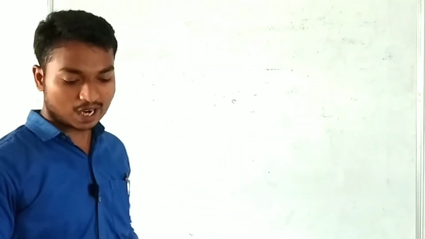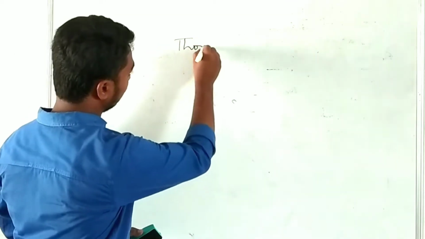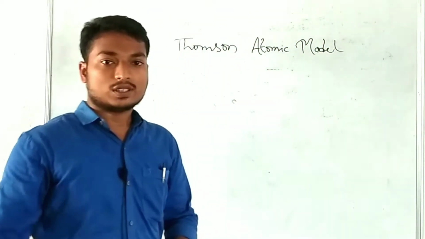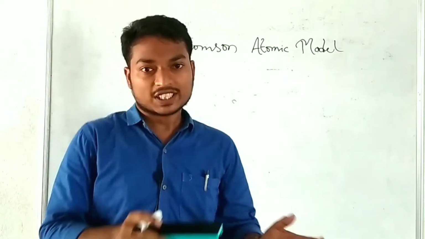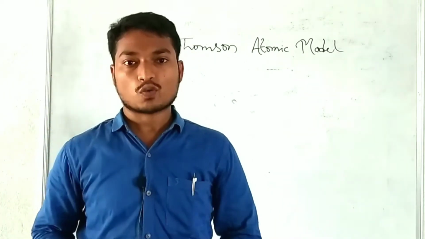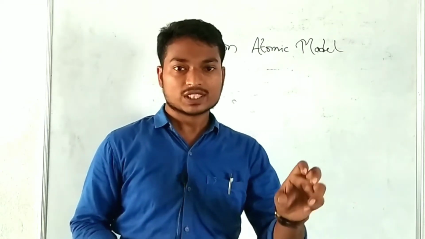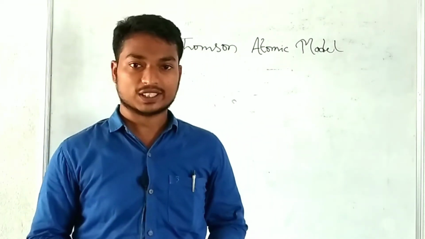To know the structure of the atom, many atomic models were proposed in earlier days. One of them is J. J. Thomson's atomic model. In this atomic model, he compared the atom with a watermelon. In his view, the atom looks like a watermelon.